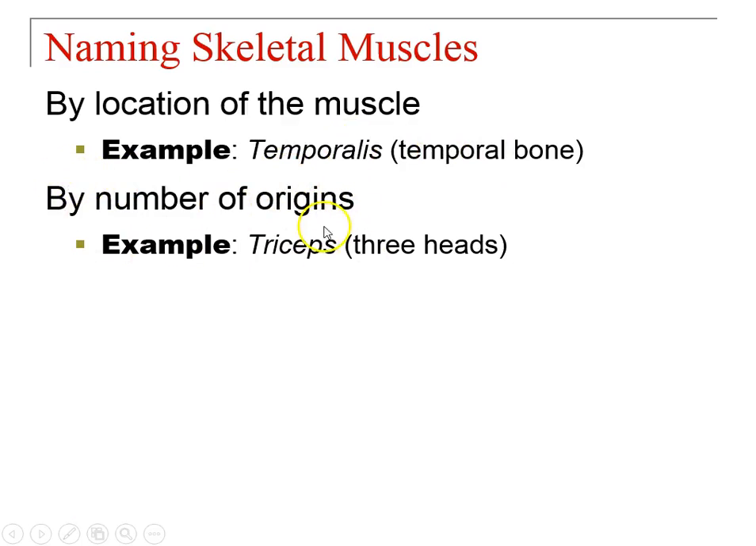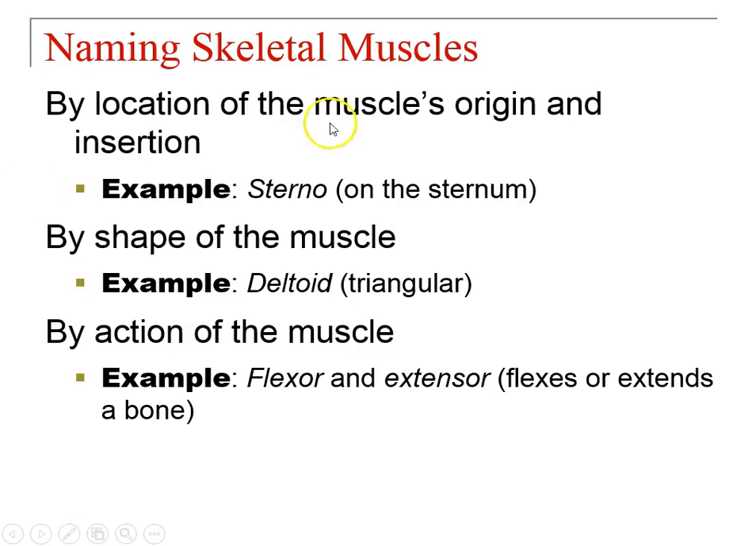Next, the number of origins. So muscles can have more than one origin that come together at their insertion to the same spot. So your triceps, 3 heads. Ceps means heads. Cephalopods, head, feet, that's like octopus. They have head and feet. Biceps, 2 heads. Quadriceps, 4 heads. Origin and insertion. Sternocleidomastoid, sternum, mastoid process.